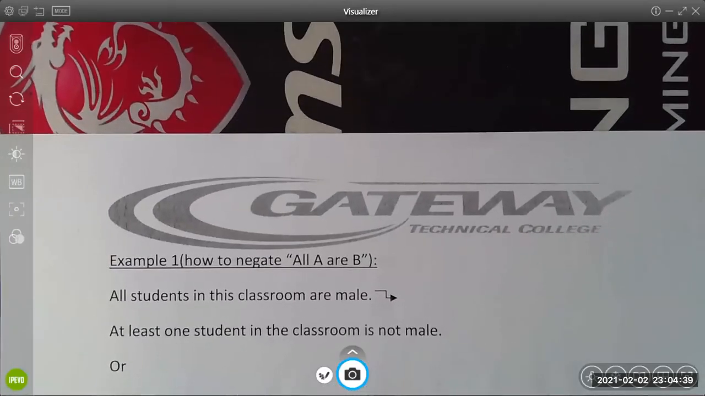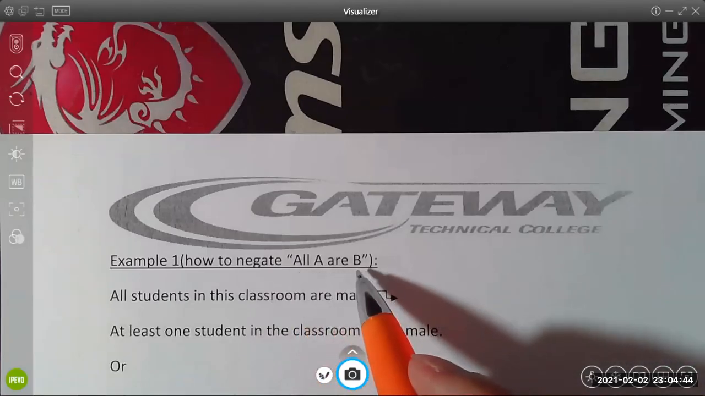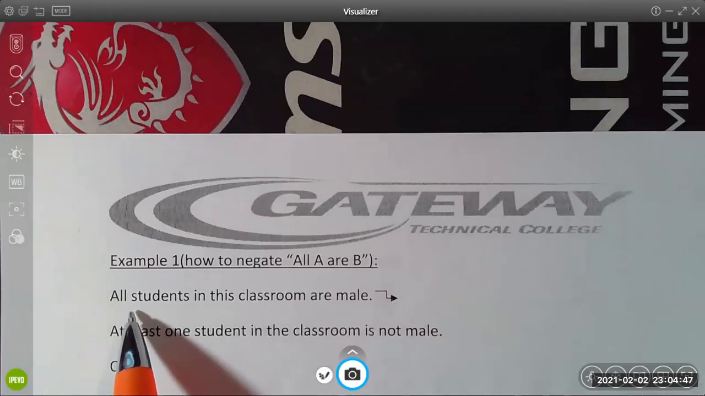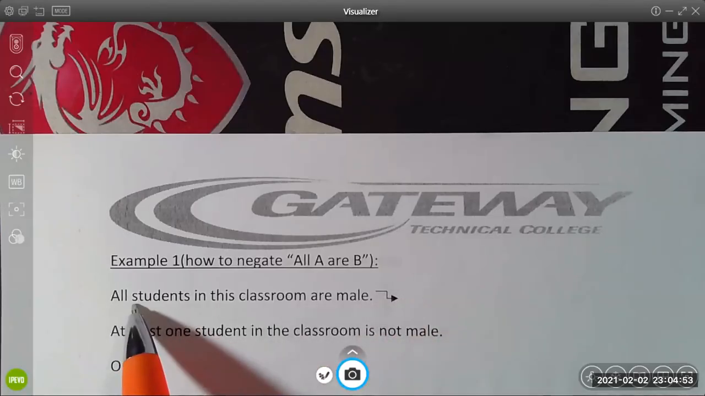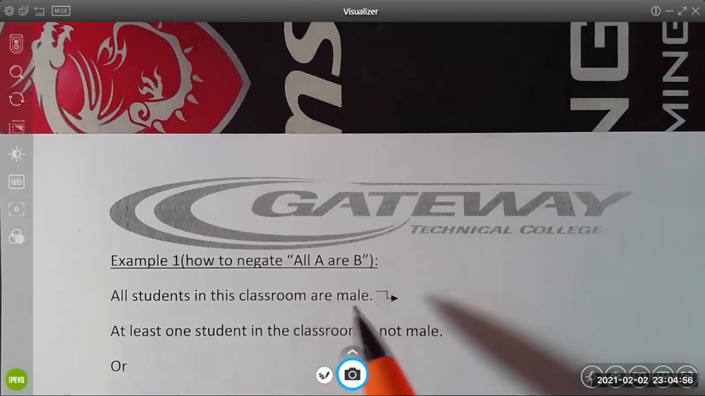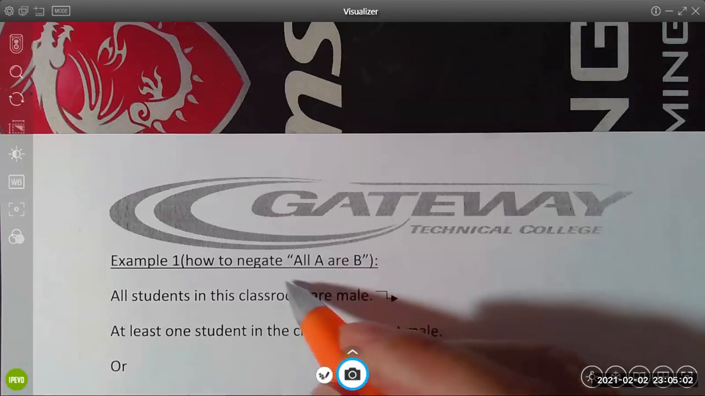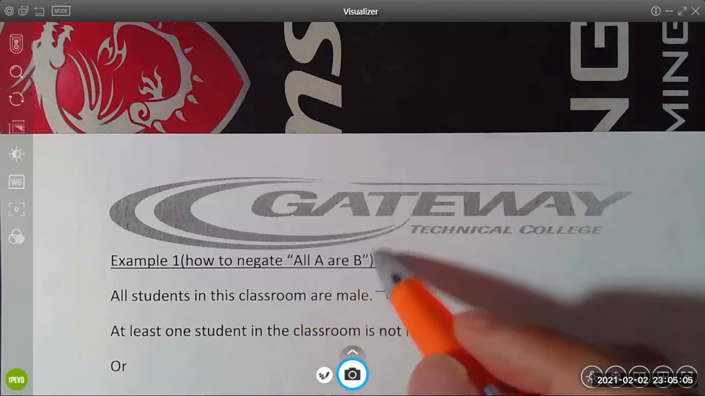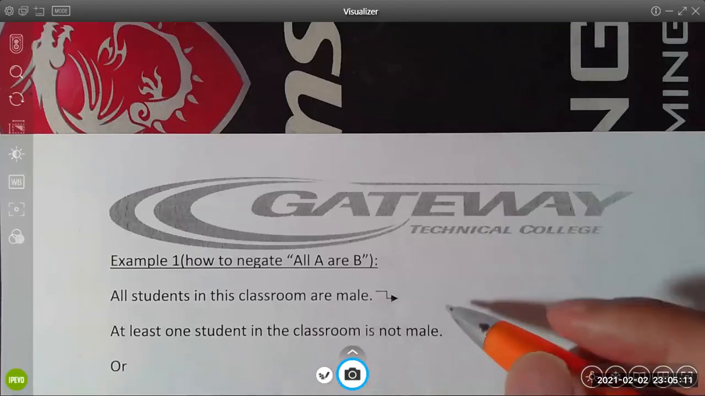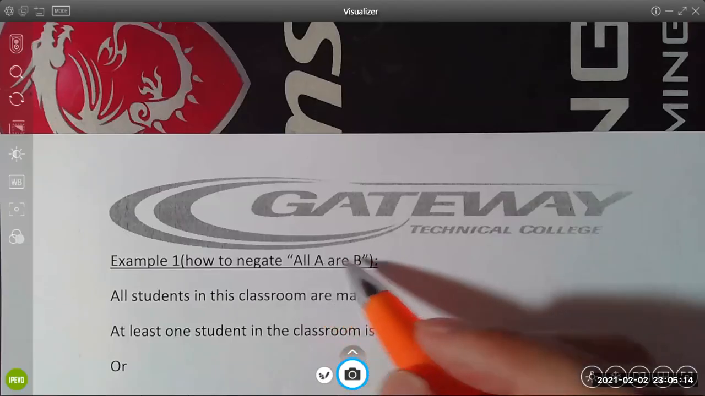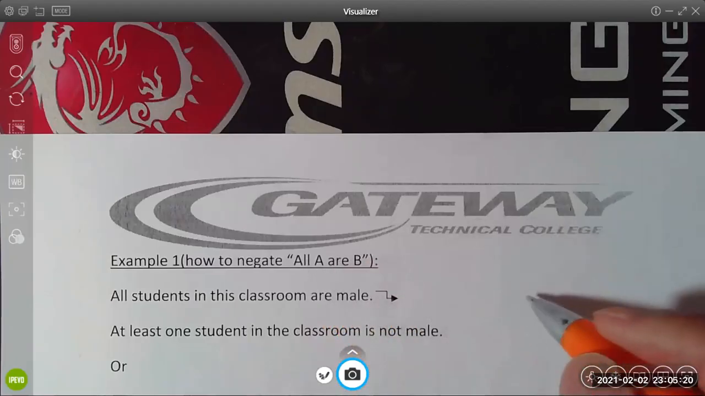So the first one: how to negate all A are B. This is the original statement, in general. A specific example is: all students in this classroom are male. All A means students in this classroom, B is male. Now, in terms of structure, we can visualize this original statement. Whenever you visualize it, it's much easier to draw a conclusion. Let's do that. Treat A and B like two sets. All A are B means everything in A is also in B. You will draw it this way.